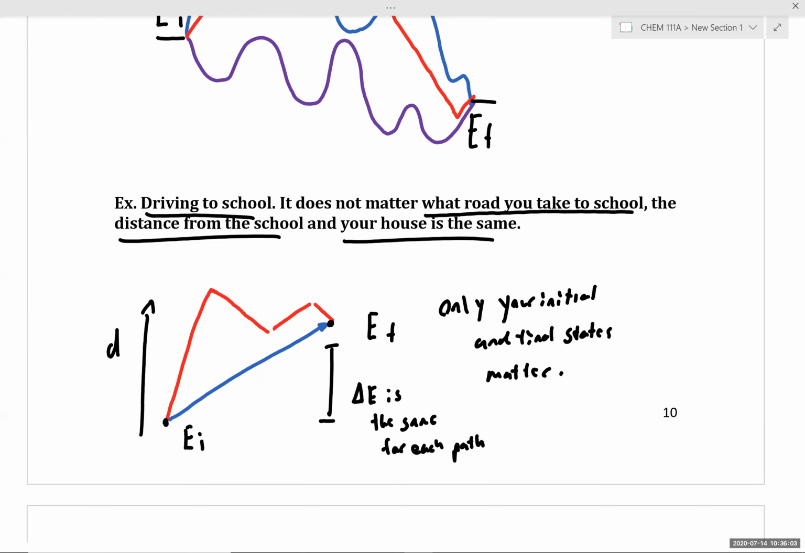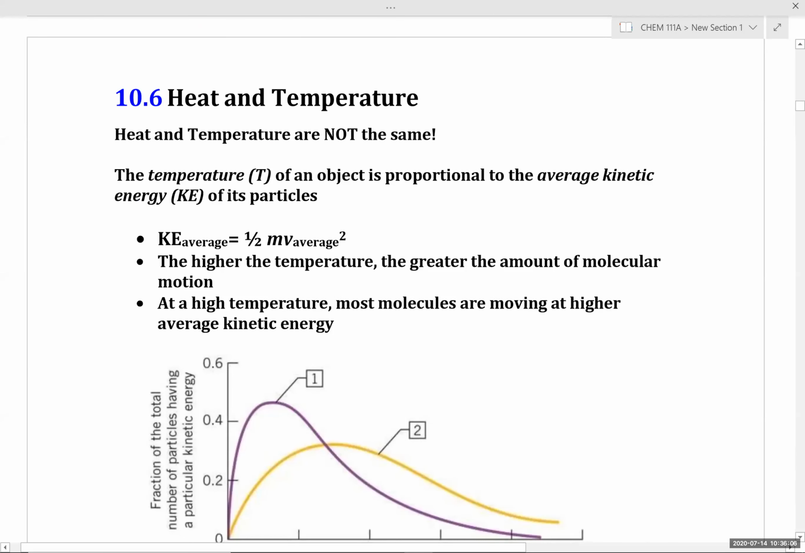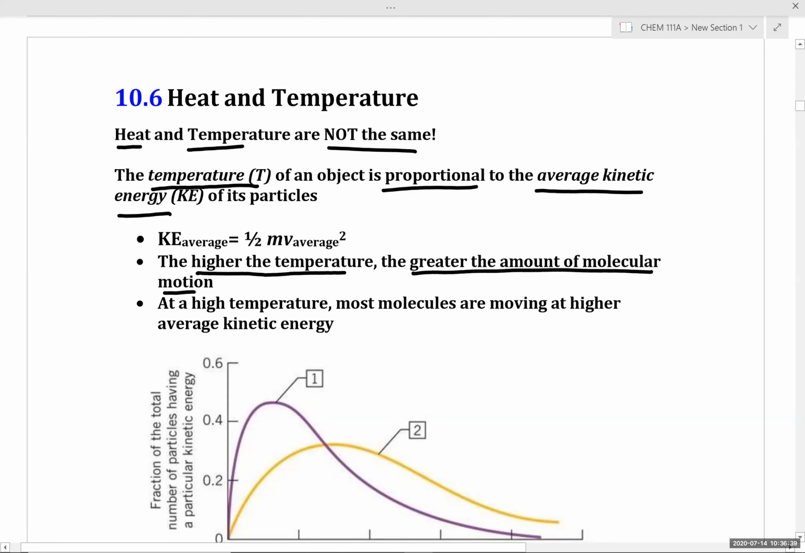Okay, so now that we understand what the word state function means, let's now discuss the word heat. Unfortunately, the colloquial meaning of the word heat is often conflated with temperature. So heat and temperature are not the same. The temperature of an object is proportional to the average kinetic energy of the particles. So temperature can be thought of as a proxy for the degree of molecular motion. The higher the temperature, the greater amount of molecular motion. And at high temperatures, most molecules are moving at a higher average kinetic energy.